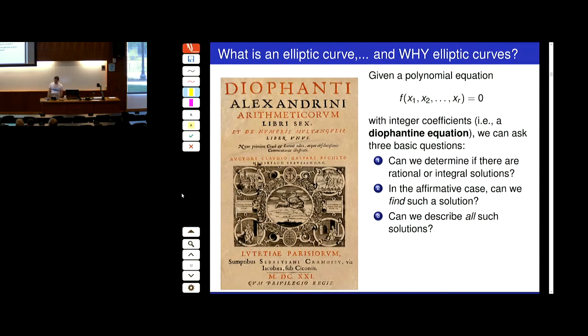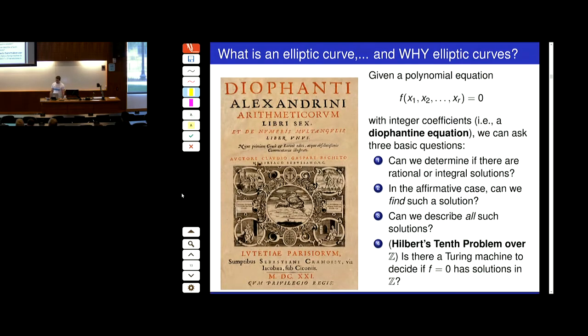There are some natural questions you can ask. Can we determine all the rational or integral solutions? Are there any? If there are any, are there infinitely many? And famously, Hilbert also asked: is there a Turing machine to decide if a Diophantine equation has solutions in the integers in the first place? And it turns out no. Davis, Matiyasevich, Putnam, Robinson, all their work together says that no, there is no such machine, there's no such algorithm.